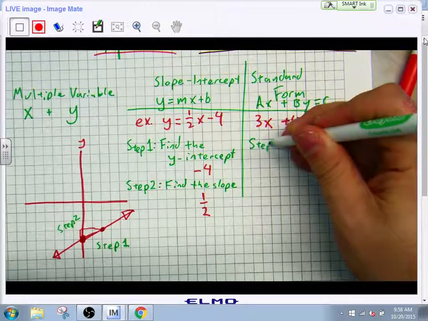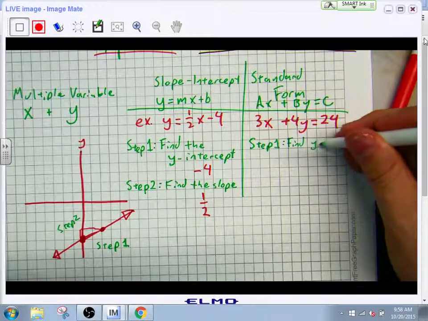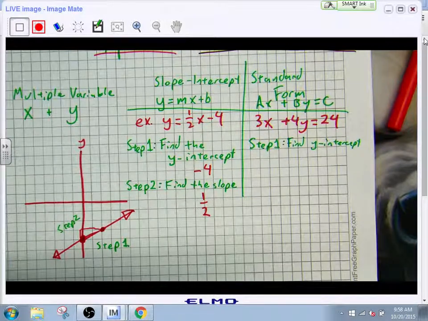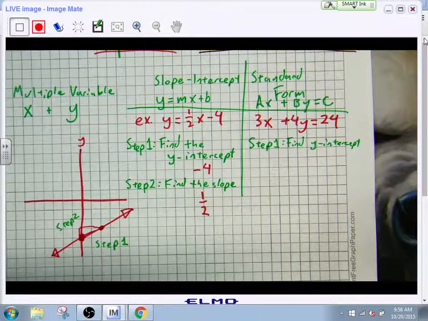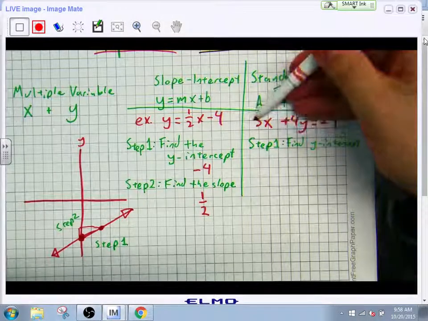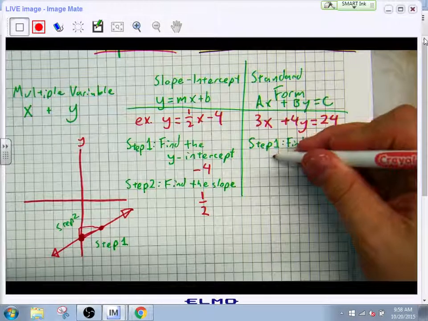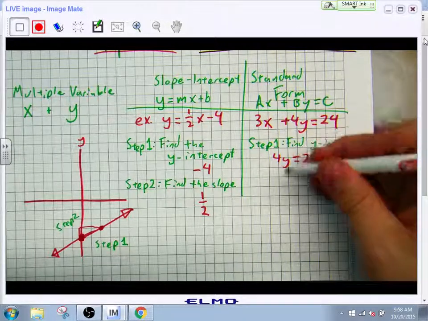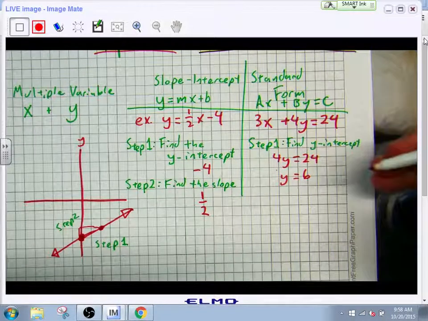So step 1 is find the y-intercept. And how do we find the y-intercept of a standard form equation? Yeah, you plug in a 0. If we're finding the y-intercept, we're going to plug in a 0 for x. So if I had 3 times 0, this whole term just disappears. It becomes 0, so that becomes 4y equals 24. Then I divide by 4, y equals 6. So I found my intercept.